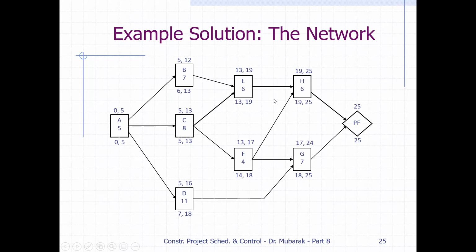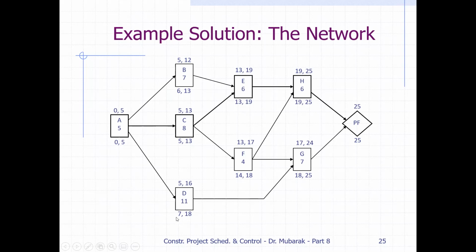This 19 comes here for E, minus 6 is 13. Then for B, this 13 comes here, minus 7 is 6. And for C, we have 13 for E and 14 for F, so we take the minimum. 13 comes here, minus 8 is 5. For D, 18 comes here, 18 minus 11 is 7.